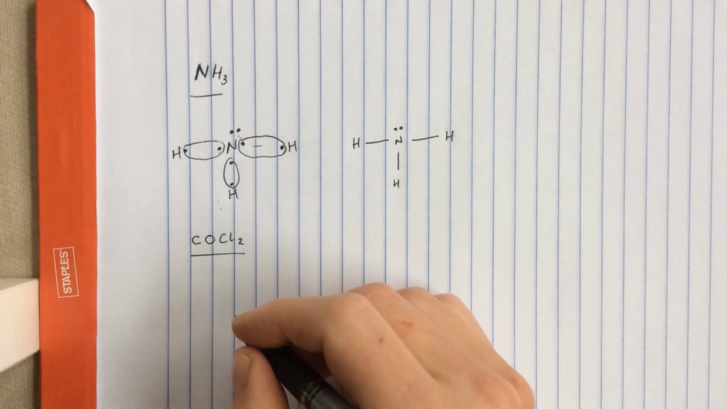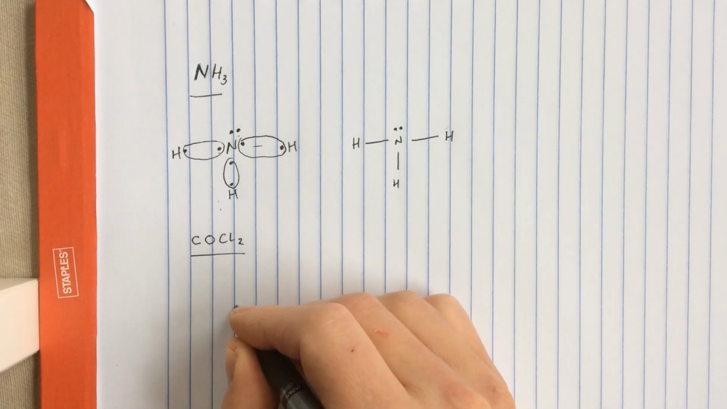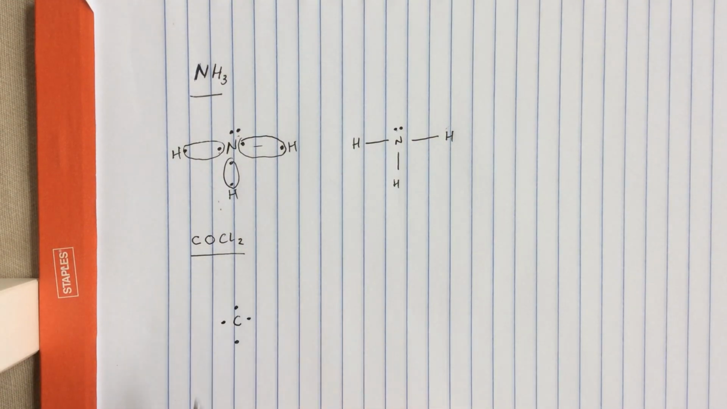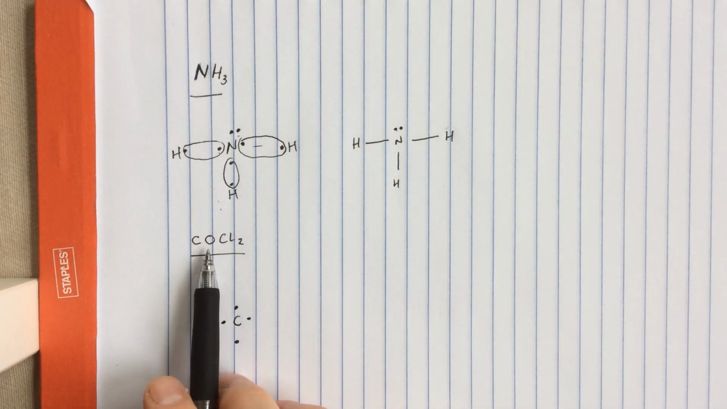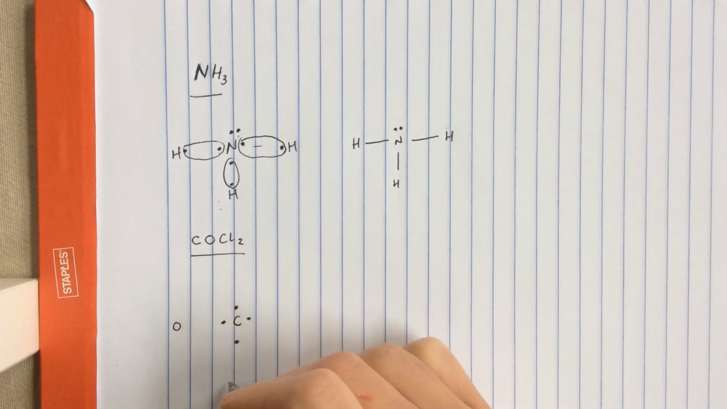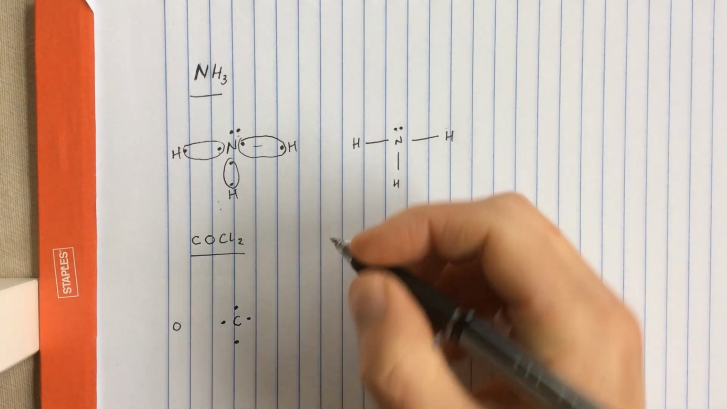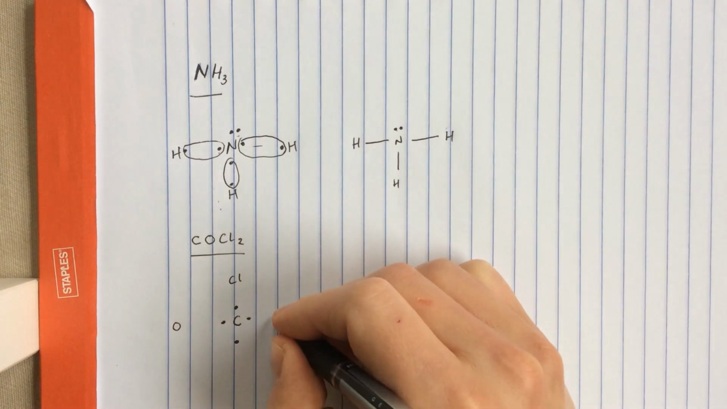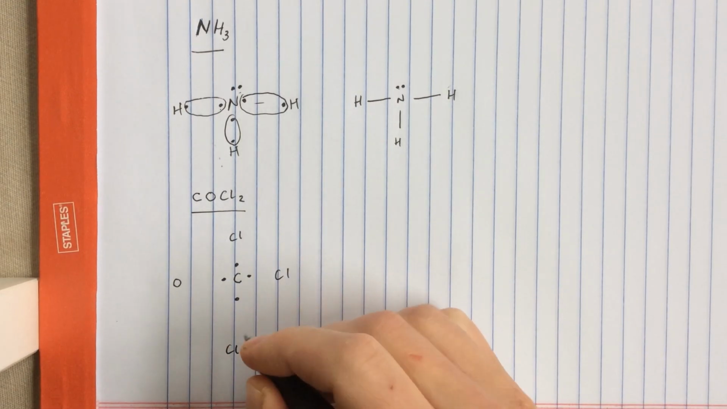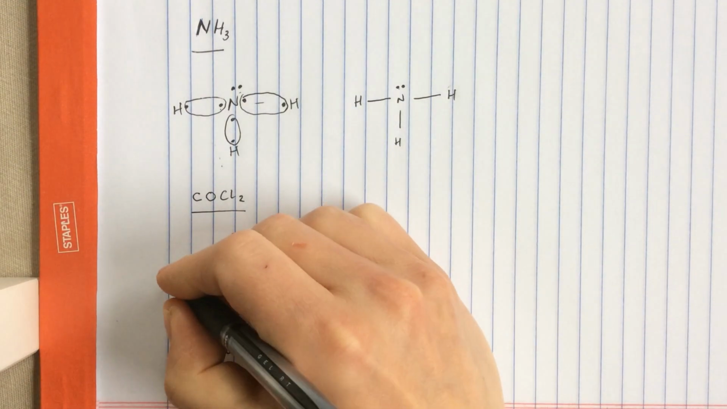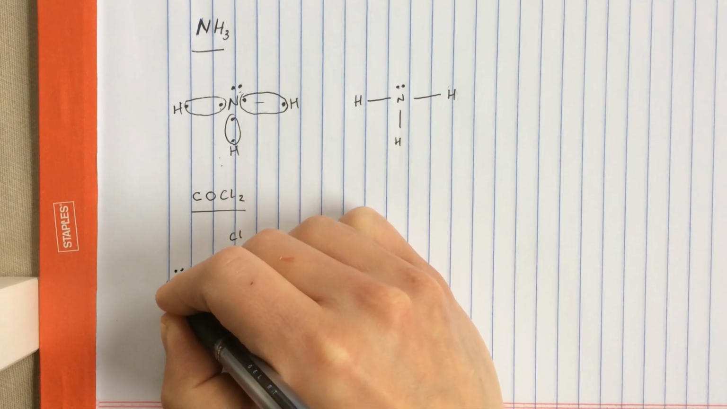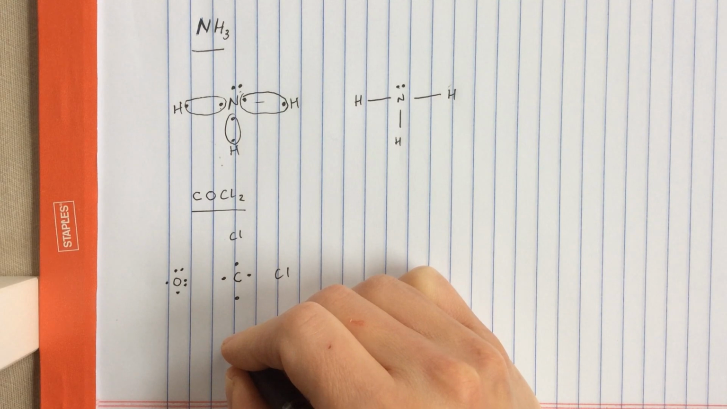If you got carbon, it's always in the middle. Carbon's in the middle. 1, 2, 3, 4. Spread the other ones out on the outside. I got an oxygen and 2 chlorines. So oxygen, chlorine, chlorine. I'll slide this, and then chlorine right here. Draw their dot diagrams. Oxygen's got 6. Chlorine's got 7.